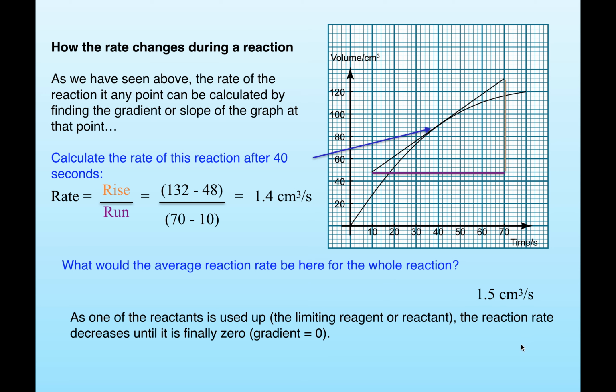This is something I kind of mentioned before. As the reaction slows down, one of the reagents or reactants is being used up, the limiting reagent or reactant. So what happens is the reaction rate will decrease until it's finally 0. So the gradient will go to 0. Okay. At the beginning, it's the steepest, and at the end, it will tend to 0. And that's really the maths involved.